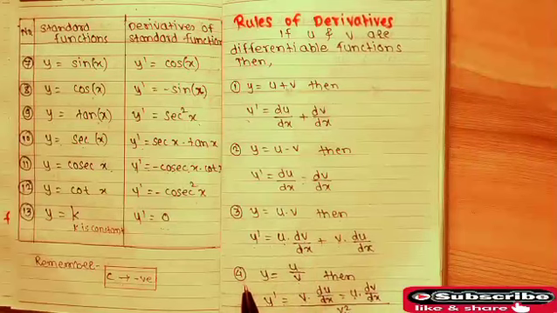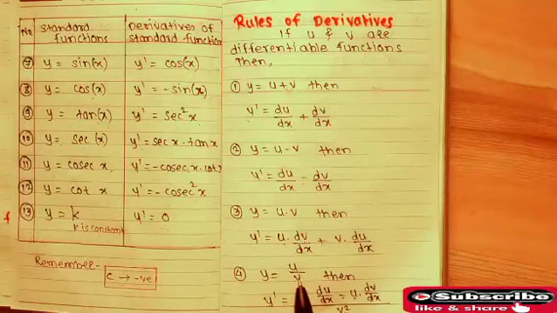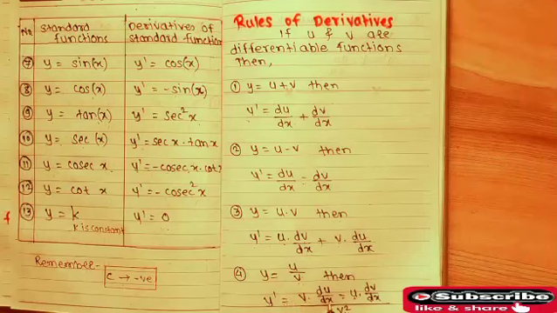Now the fourth formula or fourth rule, if y equals u upon v, then its derivative y dash equals v as it is du by dx minus u as it is dv by dx, whole divided by v square. It means that if your function is in division, that is, u is the first function and v is the second function, or u is the numerator and v is the denominator, then its derivative becomes the second function as it is, that is the denominator as it is, into du by dx, that is the derivative of the first function, minus sign, the first function as it is into dv by dx, that is the derivative of the second function, divided by the second function square.